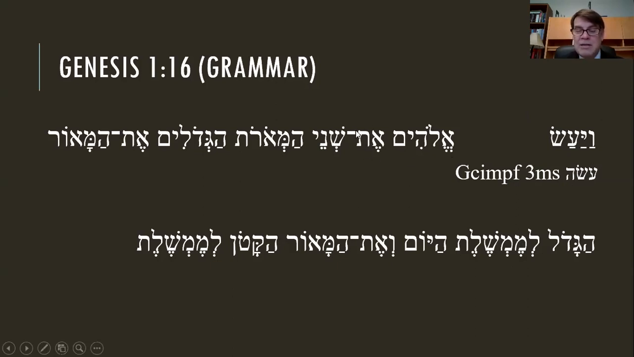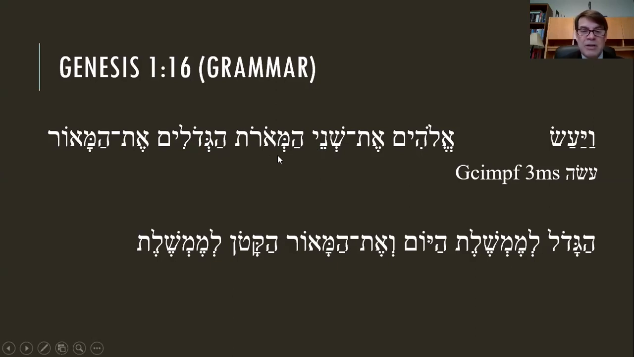I mentioned that et is a definite direct object marker. The two of the lights, the great ones. So I would call this an attributive construction in Greek. I can't remember if we use that same language in Hebrew grammar, but basically it's the great light. And so nouns and adjectives have to agree in gender, number, and definiteness. So they agree in definiteness because they both have hey patach doubling, so they both have a "the" on it.